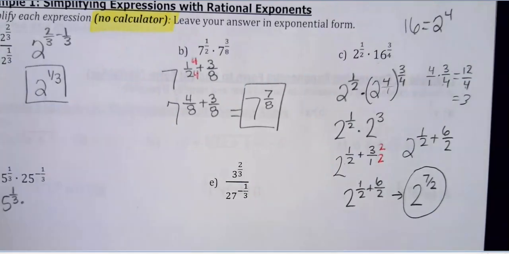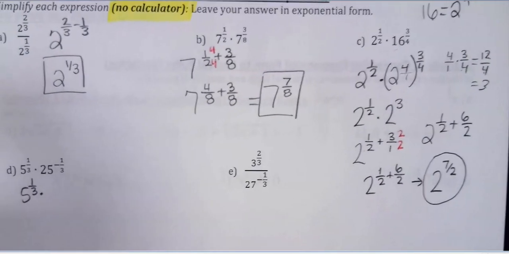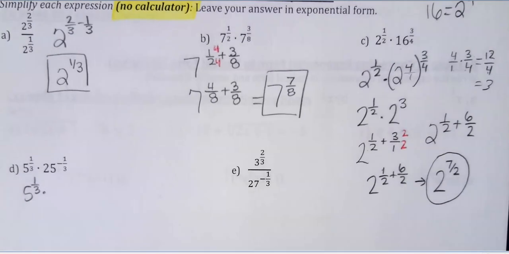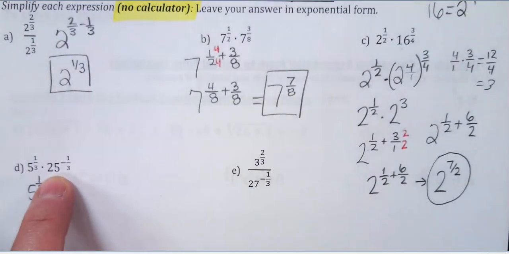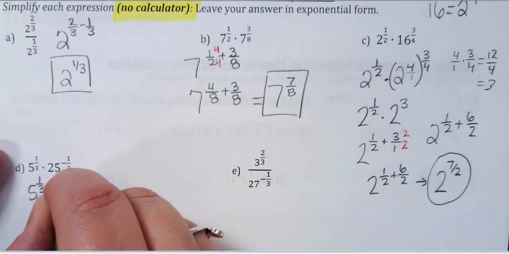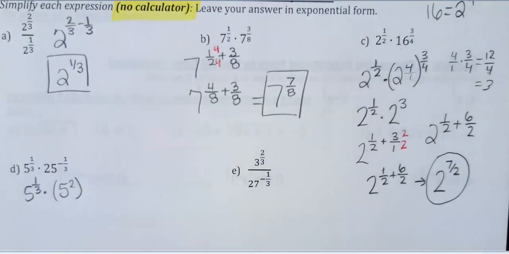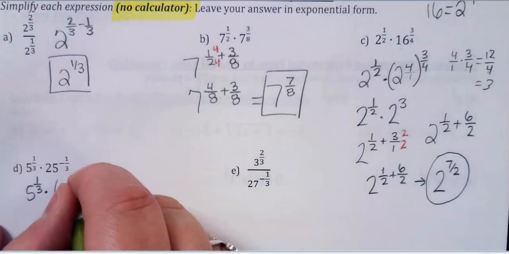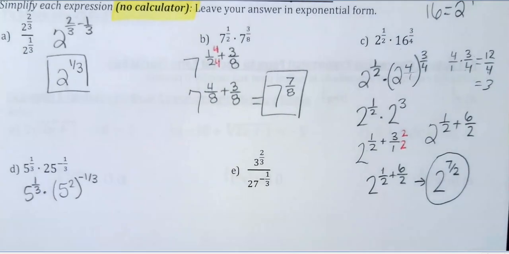So I've got 5 to the 1/3 and then 25. Can't apply my exponent properties because I don't have like bases. I have 2 totally different numbers. What I want to try to do is, can you tell me how to write 25 as 5 to a power? 5 to the 2nd. Okay, so 25, I'm just going to replace that with 5 to the 2nd. Now that is to the negative 1/3 power.